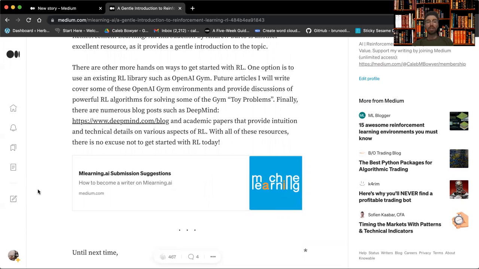There are other more hands-on ways to get started with RL. One option is to use an existing RL library, such as OpenAI Gym. Future articles I will write cover some of these OpenAI Gym environments and provide discussions of powerful RL algorithms for solving some of the Gym toy problems. And finally, there are numerous blog posts such as those on DeepMind and academic papers that provide intuition and technical details on various aspects of reinforcement learning. With all of these resources, there's no excuse not to get started with RL today.